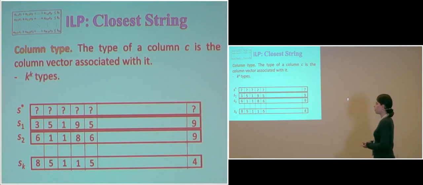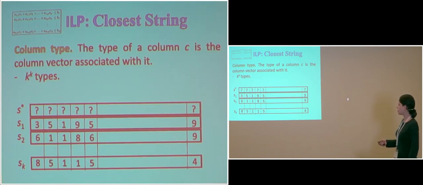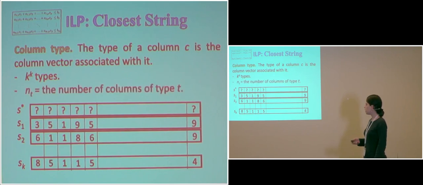How many types do we have? So we just say that our alphabet has size just k. Right, so we have k possibilities for the first string, k possibilities for the second string, k possibilities for the last string. We have k strings. So how many types? How many different vectors can we have here? K to the k. So this is our number of types.